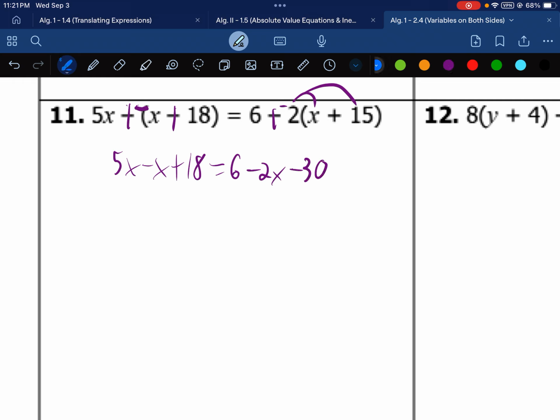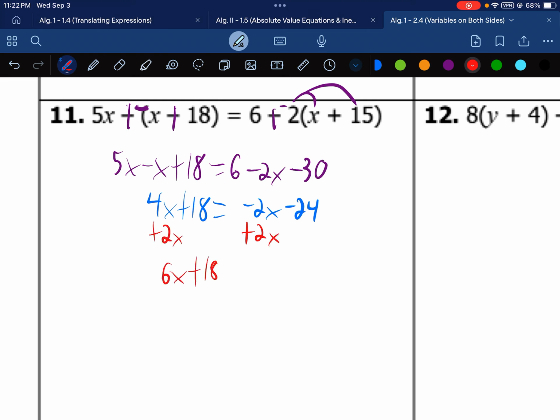Combining like terms, on the left I combine those x's to get 4x plus 18. On the right I combine constants to get negative 2x minus 24. Now my smaller variable is the negative 2x, so I will add 2x to both sides. I get 6x plus 18 equals negative 24. Now if I subtract 18 from both sides, I get 6x equals negative 42. Dividing by 6 on both sides, I get x equals negative 7.